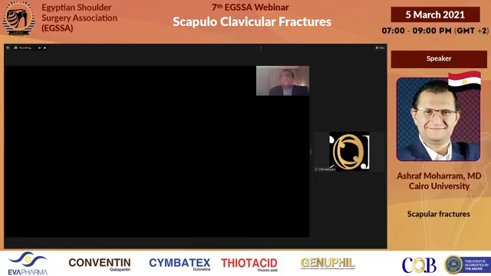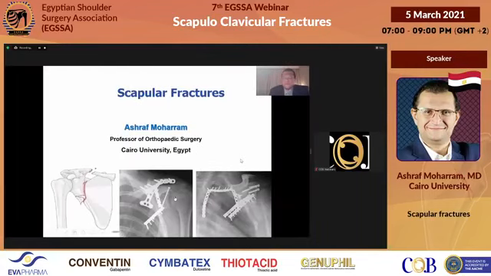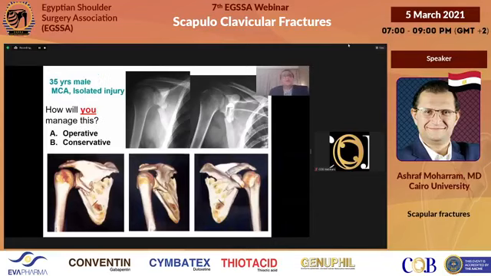Let's kick off with the presentation. Scapular fractures. This is my neighbor. He's 35 years old, and he had a motor car accident and developed this isolated injury, which is, by the way, very rare to be isolated. What do you think? How should I treat him? Should I conserve? Should I operate?